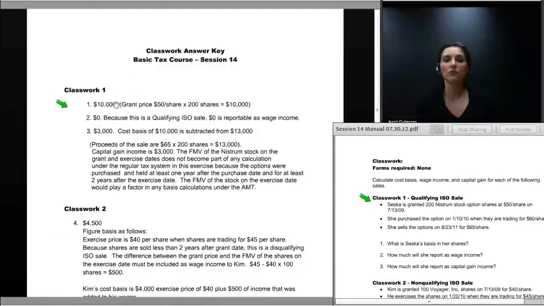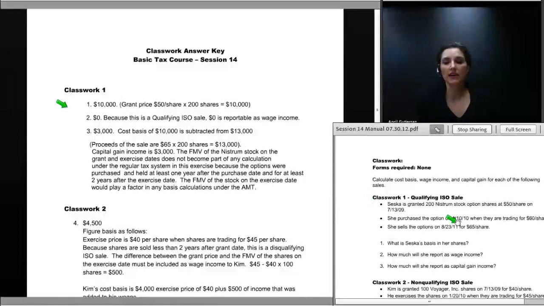And in the case of the qualifying options for Seska, we have exactly that. We have an option that was granted on 7/13 of 2009. She purchases on 1/10 of 2010, and then she sells on 8/23 of 2011. So 8/23 of 11 is more than a year after the exercise date, and the sales date is also more than 2 years after the grant date. So we simply look to see what she sells for.